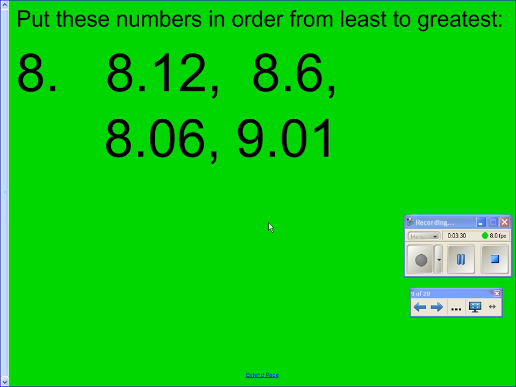You can pause the video. Okay, the answer that you should have gotten is 8 and 6 hundredths, then 8 and 12 hundredths, then 8 and 6/10, and last but not least is 9 and 100. Remember, always look at the ones place also. Don't only look at the numbers after the decimal. Try this next one on your own and check it.